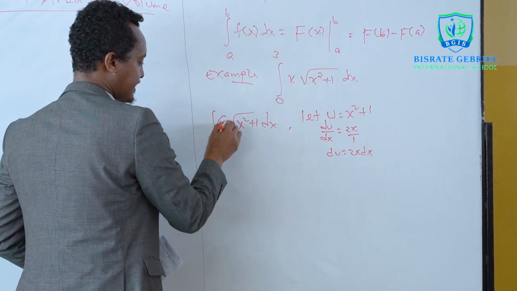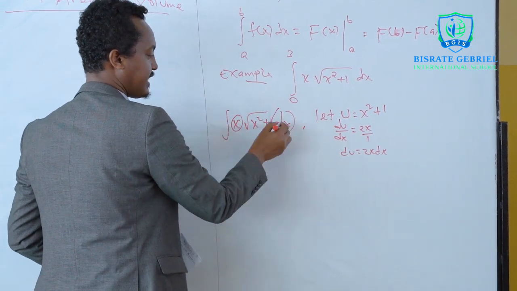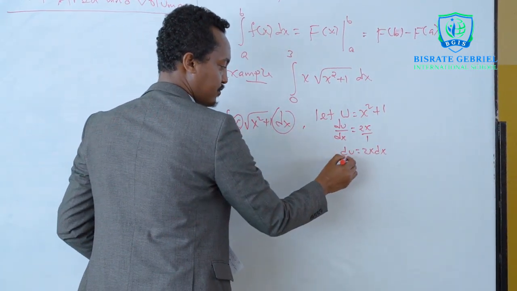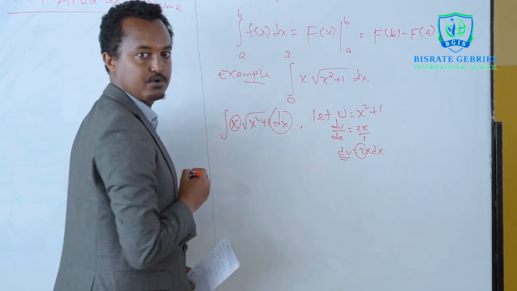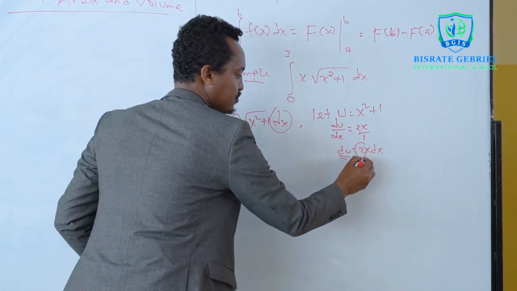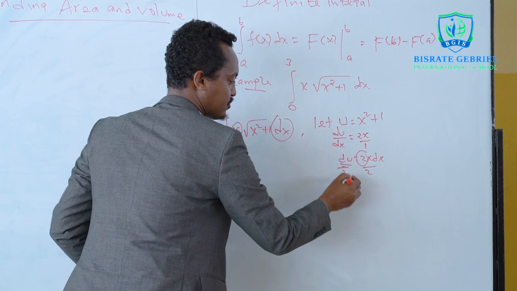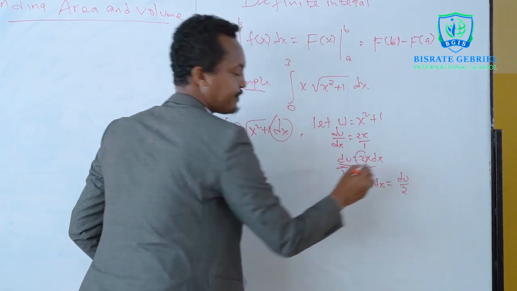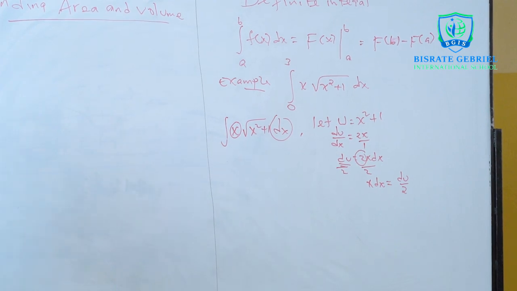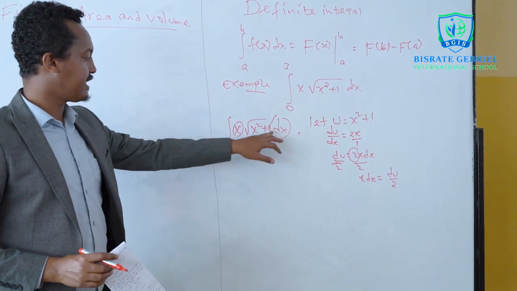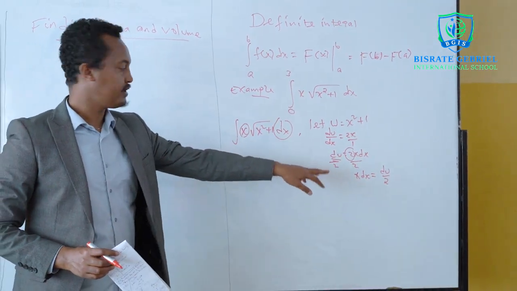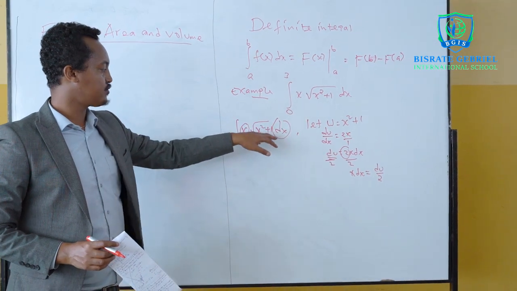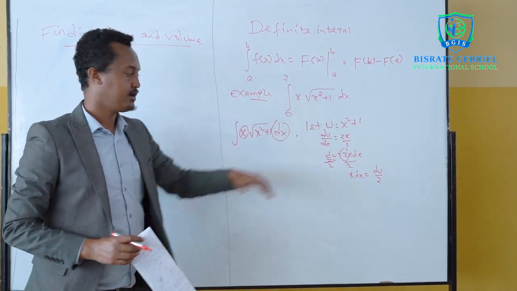Now we have x and dx, so this x dx can be substituted by du. But we have here a 2, so to eliminate this 2, we divide both sides by 2, so that x dx is equivalent to du over 2. That's our main step. So we exchange this x dx into du over 2 and this radical of x squared plus 1 into radical of u.